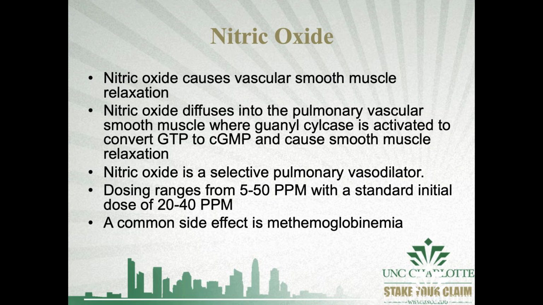We generally start our dosages at about 20 parts per million for a normal human being. Dosages higher than that are usually utilized in the cath lab to determine responsiveness in situations where we're diagnosing primary pulmonary hypertension, which we discussed earlier in this course.